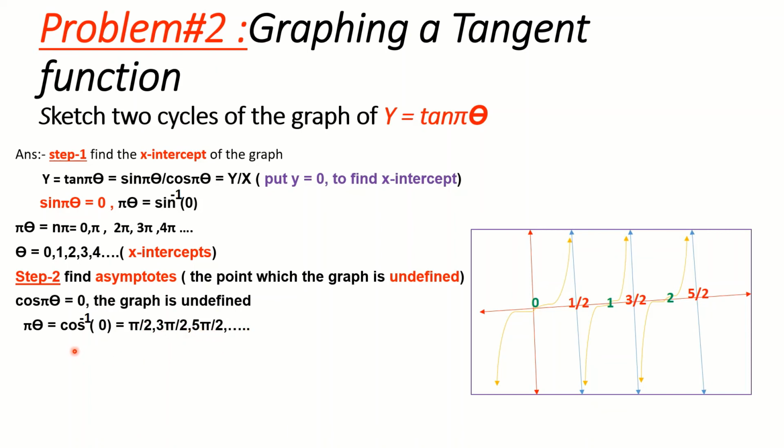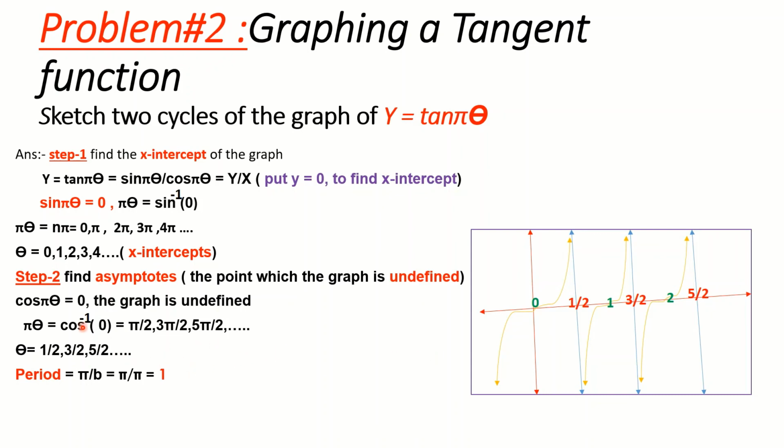Then solve the equation for each value. For example, for the first one, pi theta equals pi over 2, so theta equals 1 over 2. Again, pi theta equals 3 pi over 2, so theta equals 3 over 2. And pi theta equals 5 pi over 2, so theta will be 5 over 2. So 1 over 2, 3 over 2, 5 over 2 are the asymptotes, the points at which the graph will not cross.